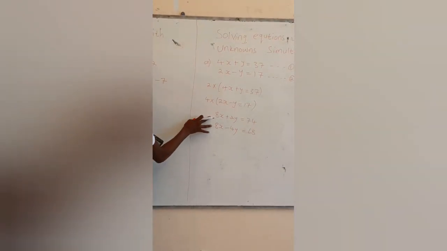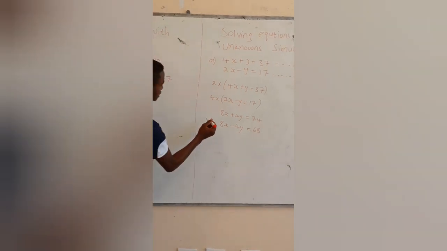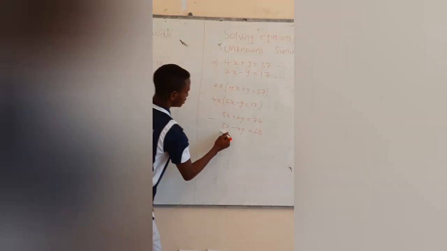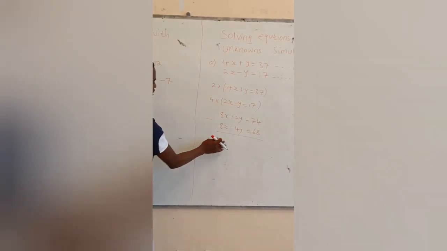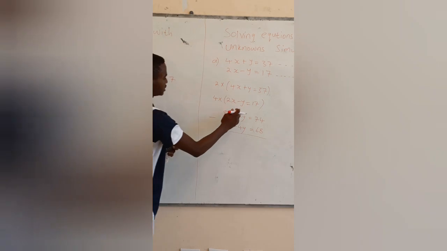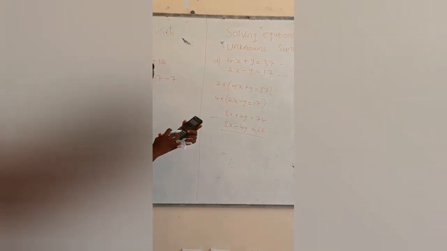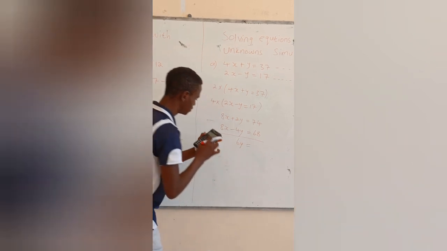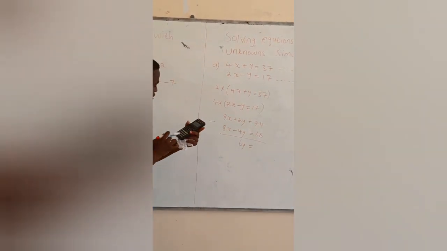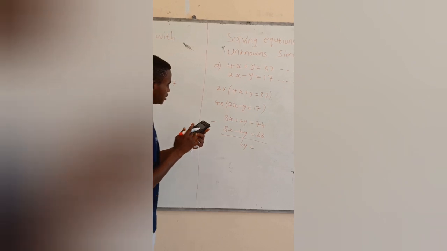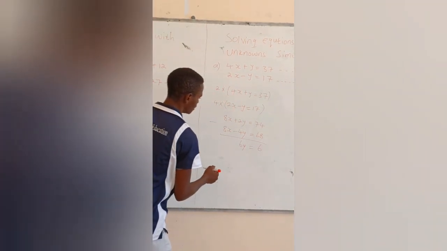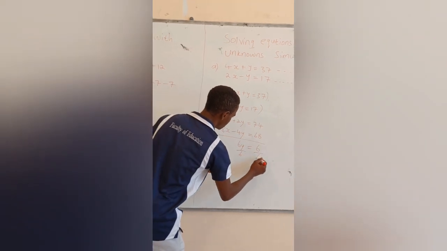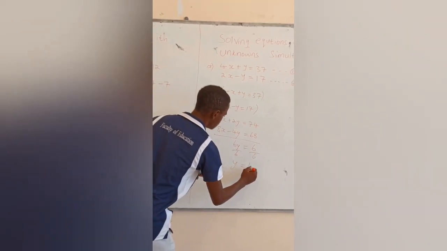Now, the first terms are the same. You just have to put a subtraction sign. 8 minus 8 is just 0. There's no need to write it. Then you proceed to the second terms. 2 minus negative 4, you get positive 6y is equal to 74 minus 68, which is equal to positive 6. So we are still solving for y. You divide both sides by 6. Then y is equal to 1.